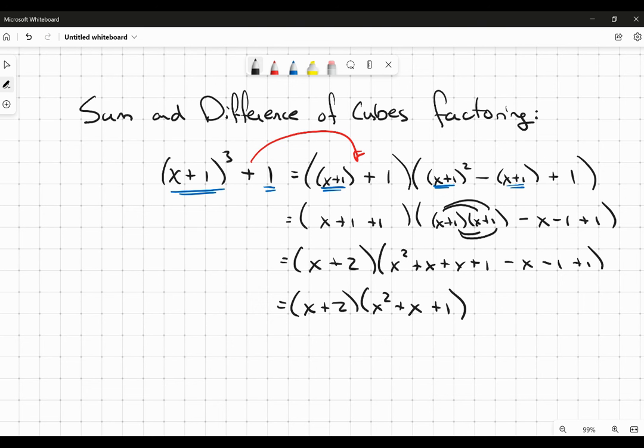Now, if you were to expand that out, you would have to expand that all out and simplify the expression to get the same thing as x plus 1 cubed plus 1. You would not see it directly when you expand out the right-hand side. So just be aware of that.